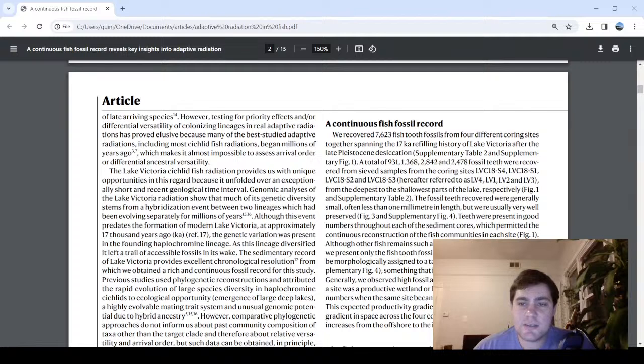From the deepest, the fossil teeth recovered were generally small, often less than 1 millimeter in length, but were usually very well preserved. Teeth were present in good numbers throughout each of the sediment cores, which permitted the continuous reconstruction of fish communities in each site. Although other fish remains, such as bones and scales, were found too, we present only the fish tooth fossil results here, as nearly all teeth can be morphologically assigned to a taxon with certainty, something that is not possible with bones or scales.